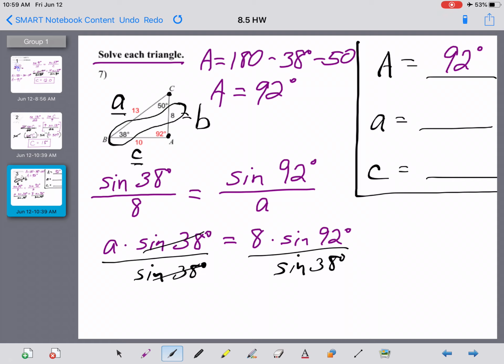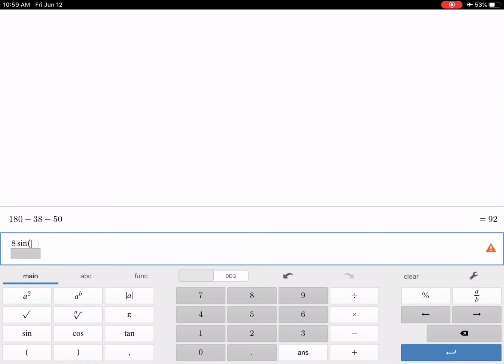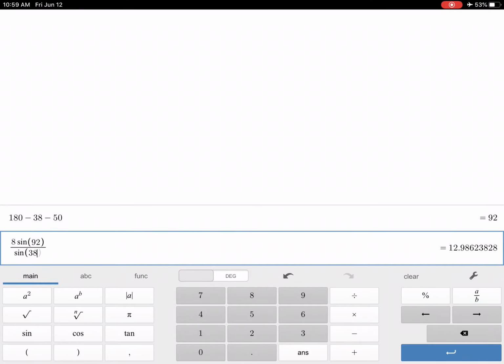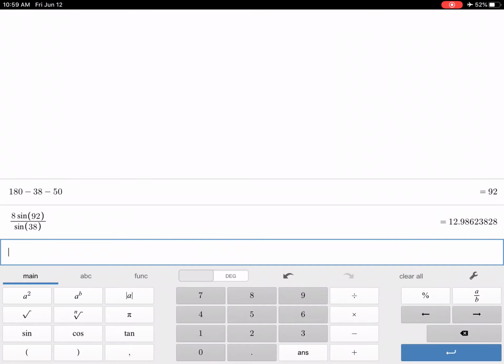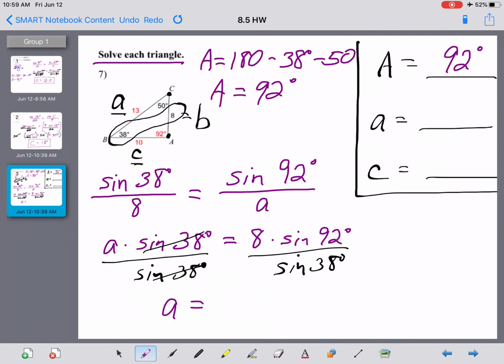Okay, those two cancel, and we're going to get a is equal to, all right, and a tough one to put in the calculator, but let's go for it. 8 sine of 92 up on top, close it, and then on the bottom, divided by the sine of 38, gets us an answer here of 12.986. Now again, looking at their answer, you can tell here that they rounded everything to the nearest whole number, so that number is going to round to 13, although normally I'd prefer that as a rounded decimal. So little a has a length of 13.